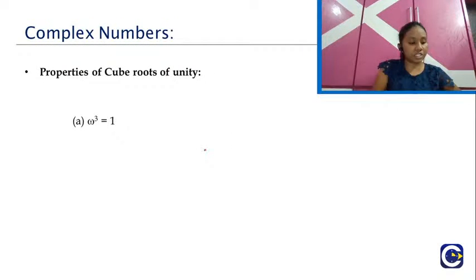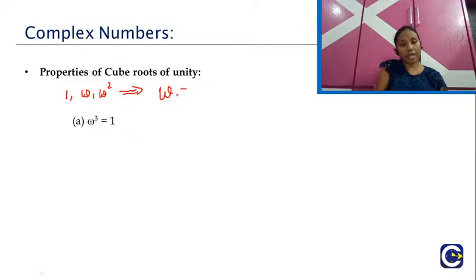So let's get into the properties related to the cube roots of unity here. So the first property we are having here is omega cube equal to 1. So what are our cube roots of unity? Which are nothing but 1, omega and omega square. So these three are nothing but my cube roots of unity, where my omega value is nothing but equal to minus 1 plus i root 3 by 2. Right, so this is my omega value, and here 1, omega and omega square. So these three are nothing but my cube roots of unity.